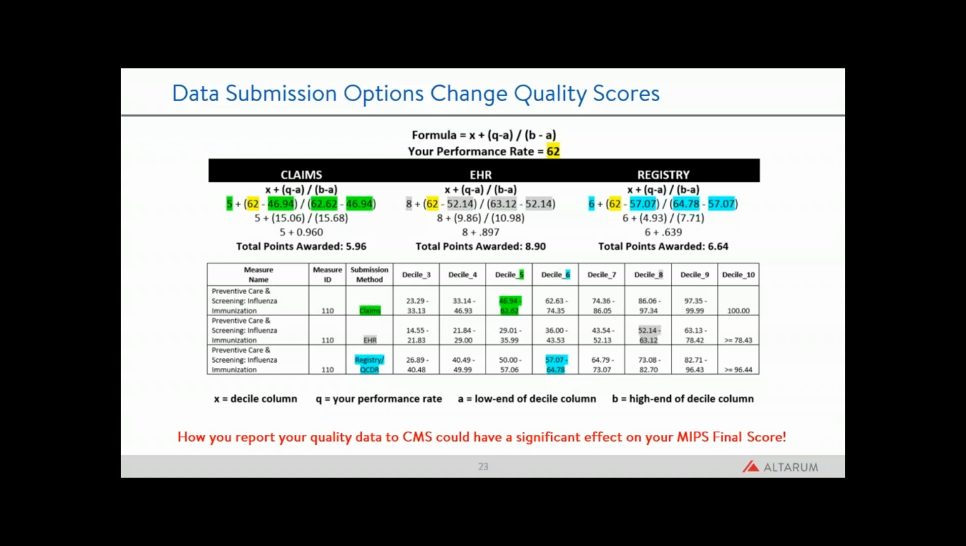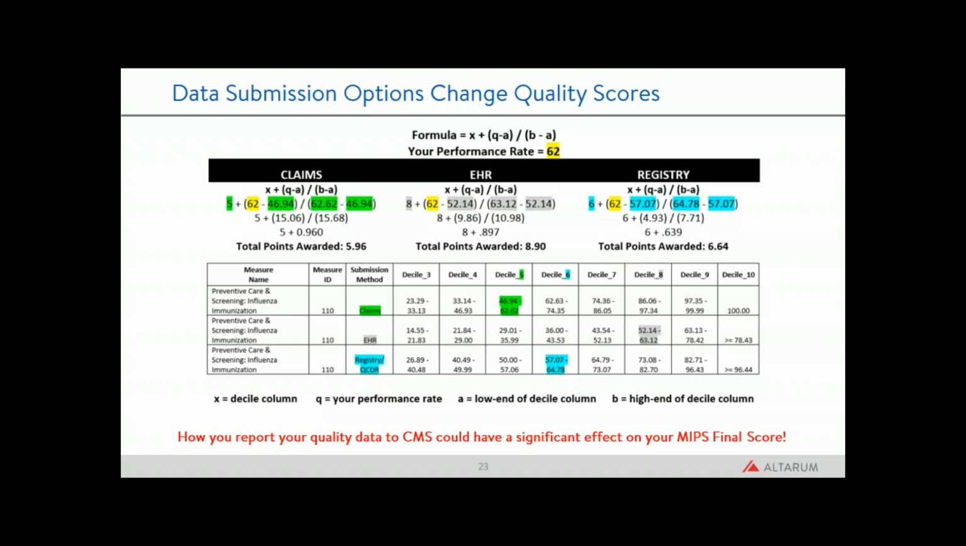CMS. So claims-based reporting, in this particular example, for Measure ID 110, the preventative care and screening for influenza immunization, that performance rate of 62 is going to give you 5.96 points. But if you use EHR-based reporting, reporting through an ECQM, that's going to give you a much different score. So exact same performance of 62 under that submission method translates to 8.90 points. And then registry, which is again a different benchmark, exact same performance. You haven't done anything different other than gotten the data to CMS in a different way. That exact same performance would give you 6.64 points.